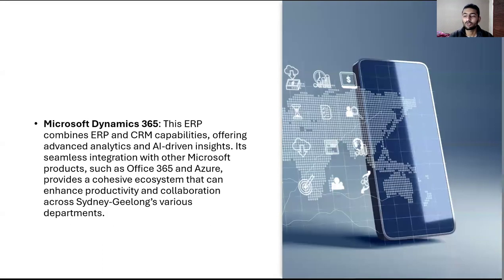And the third is Microsoft Dynamics. This ERP combines ERP and CRM capabilities, offering advanced analytics and AI-driven insights. Seamless integration with other Microsoft products such as Office 365 and Azure provides a cohesive ecosystem that can enhance productivity and collaboration across Sydney Geelong's various departments. So these are the 3 softwares that we can use.